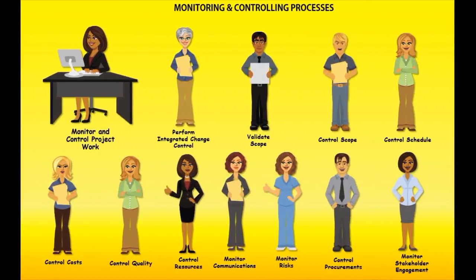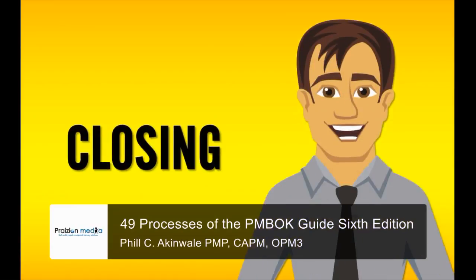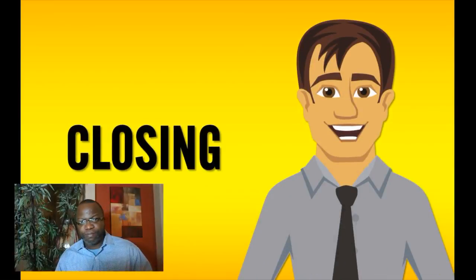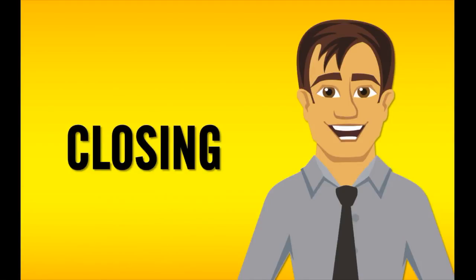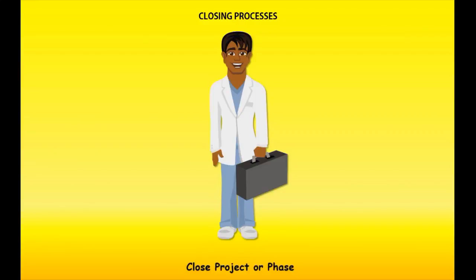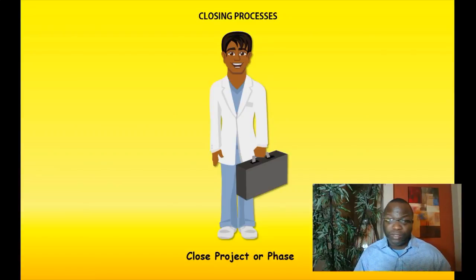Okay? So that's a very, very important process group. Without thorough monitoring and controlling, your project could go to the dogs. The last process group here is called the closing process group. In the closing process group, the major thing that happens here is called close project or phase. In close project or phase, the project manager and the team should be involved in multiple closing activities.